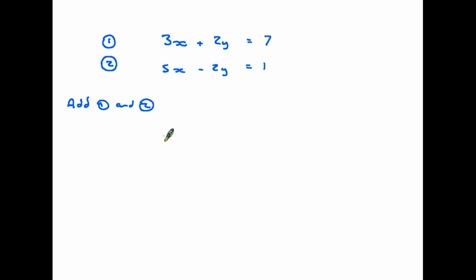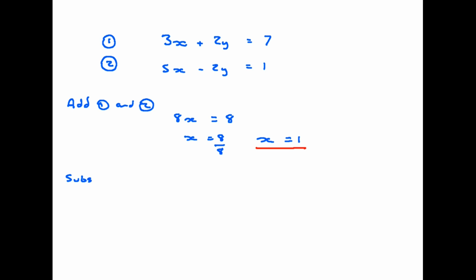Well, we have 3x and 5x, so that gives us 8x. If we add the y's together, we have plus 2y minus 2y. That leaves us with nothing. Therefore, we have eliminated y. We then add the equals. 7 plus 1 is 8. So we now know that 8x equals 8. By slightly moving things around, that means that x equals 8 divided by 8. Therefore, x is equal to 1. And this is the first part of our solution.